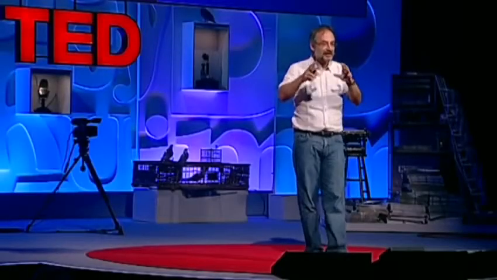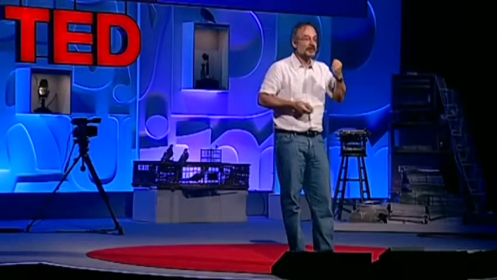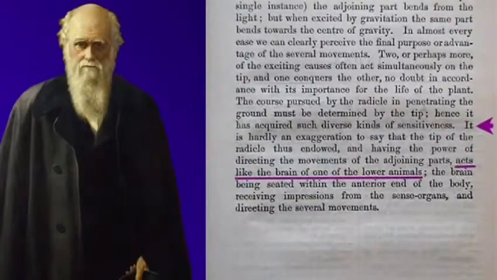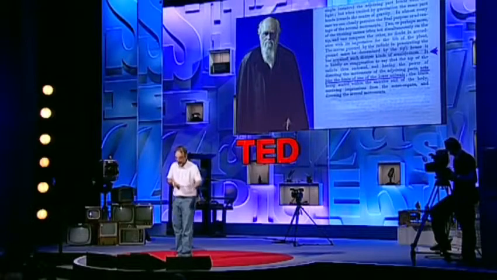And in the last paragraph of the book, that is a kind of stylistic mark, because normally Charles Darwin stored in the last paragraph of a book the most important message, he wrote that it's hardly an exaggeration to say that the tip of the radicle acts like the brain of one of the lower animals. This is not a metaphor. He wrote some very interesting letters to one of his friends that was J.D. Hooker, at that time president of the Royal Society, so the maximum scientific authority in Britain, speaking about the brain in the plants.